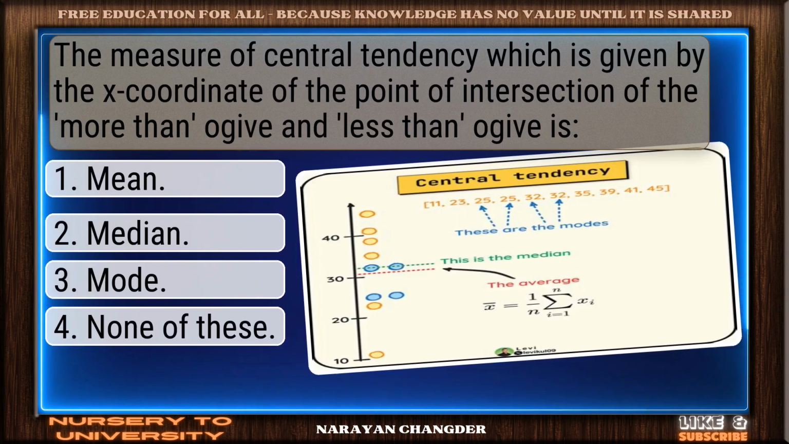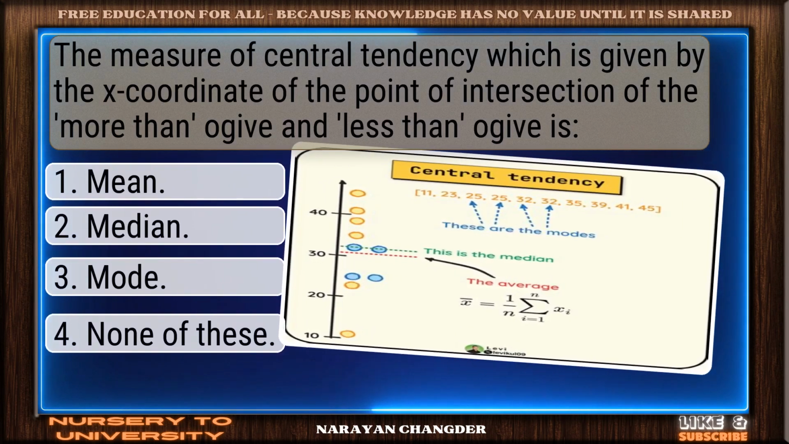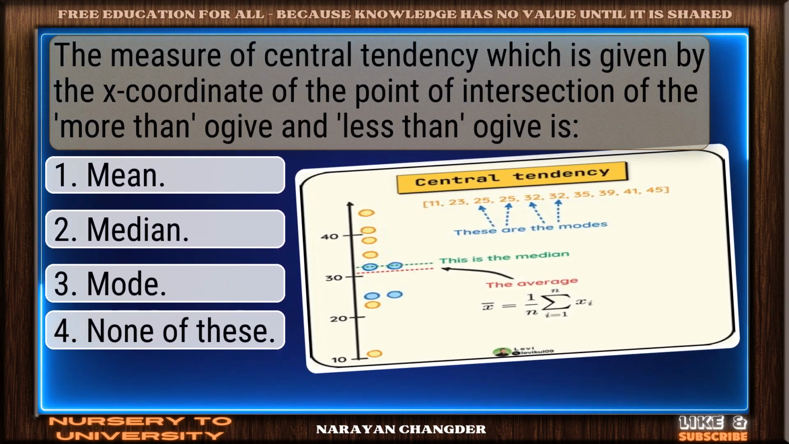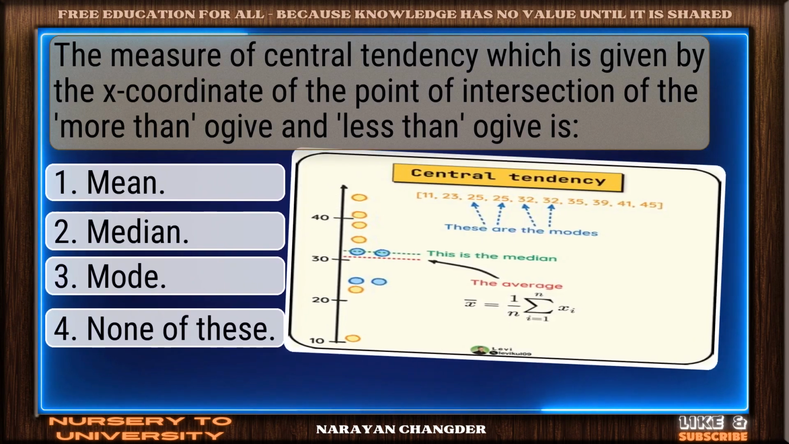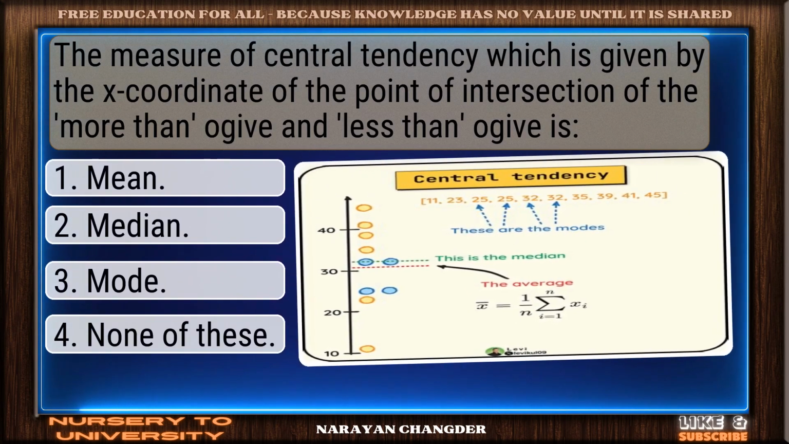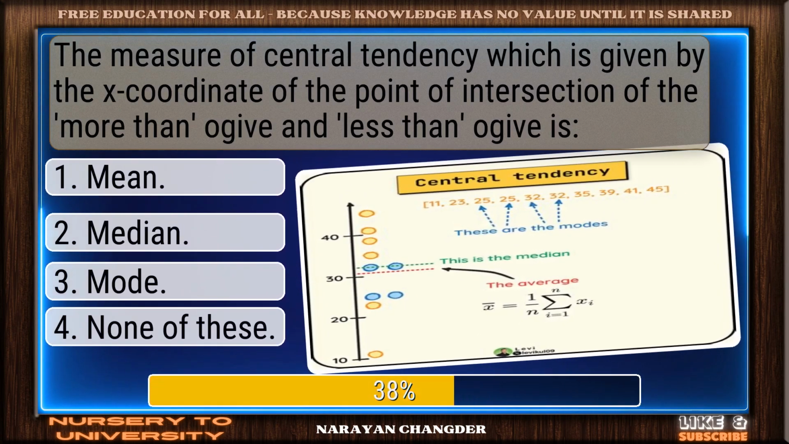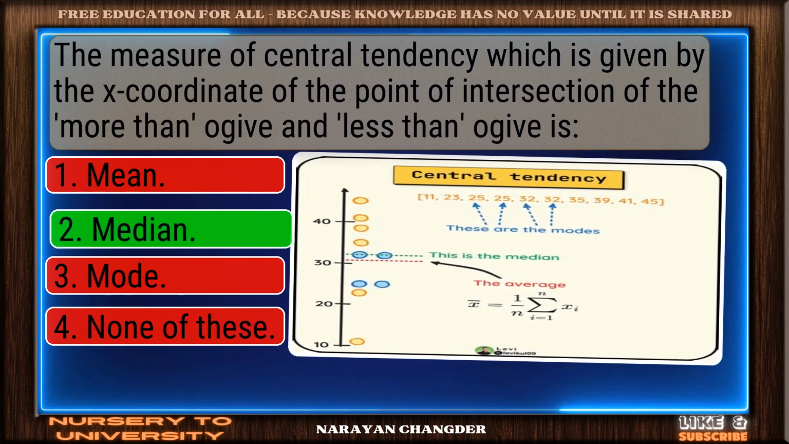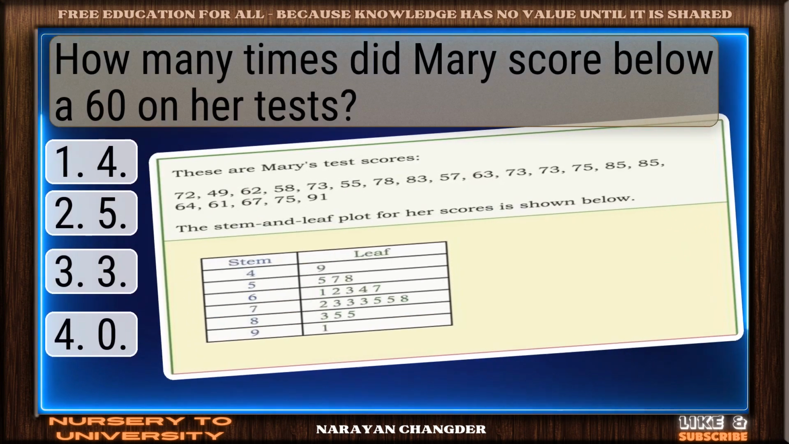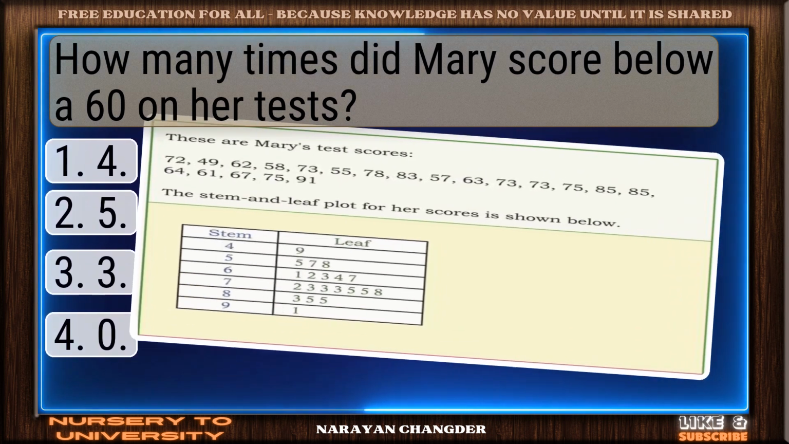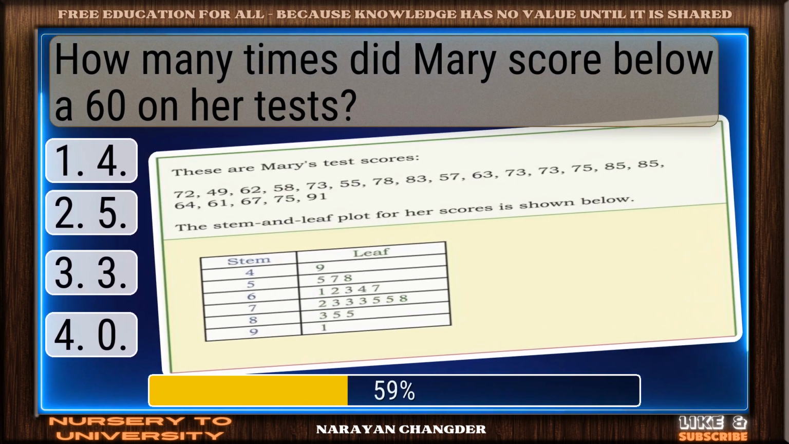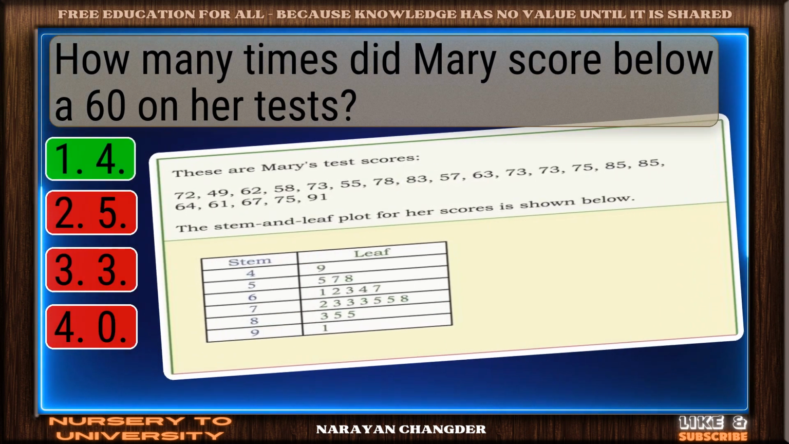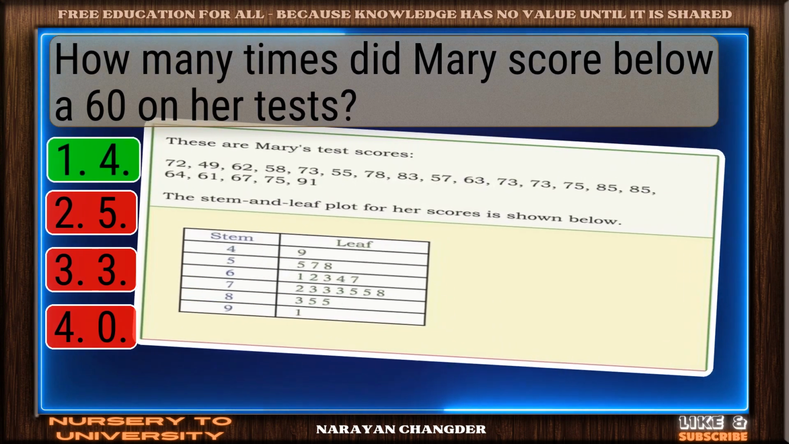The measure of central tendency, which is given by the x-coordinate of the point of intersection of the more than ogive and less than ogive, is. Excellent. Median is well reasoned. How many times did Mary score below a 60 on her tests? Smart move. 4 is the accurate answer.